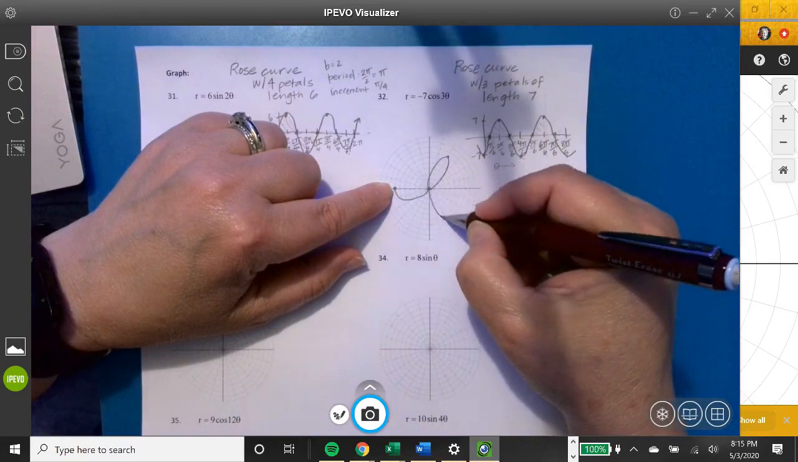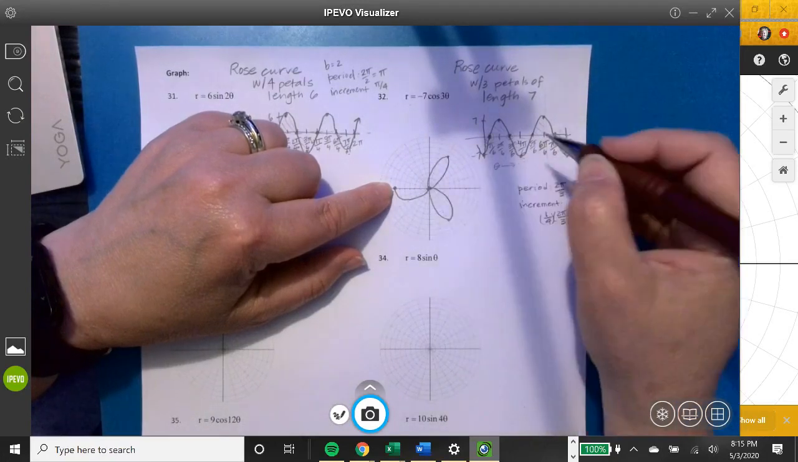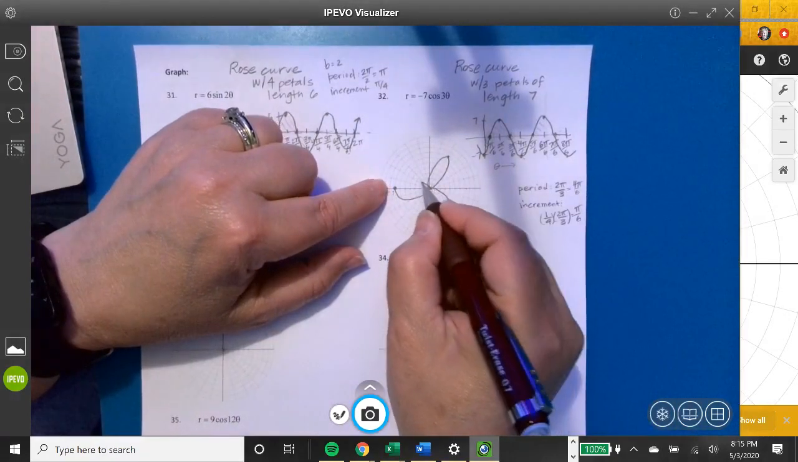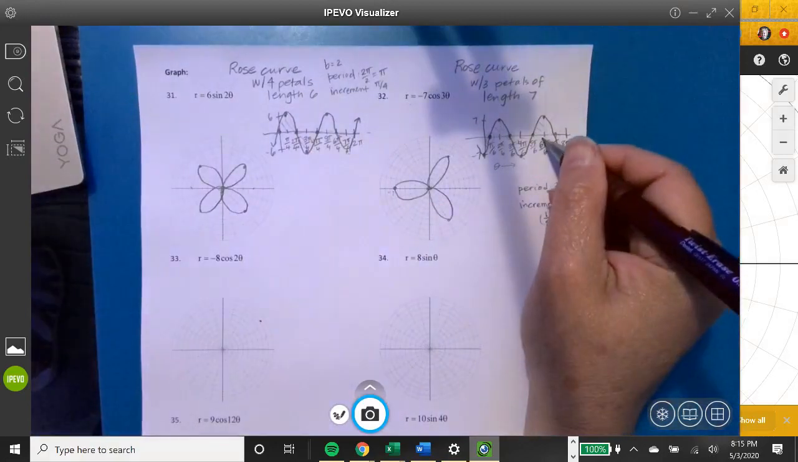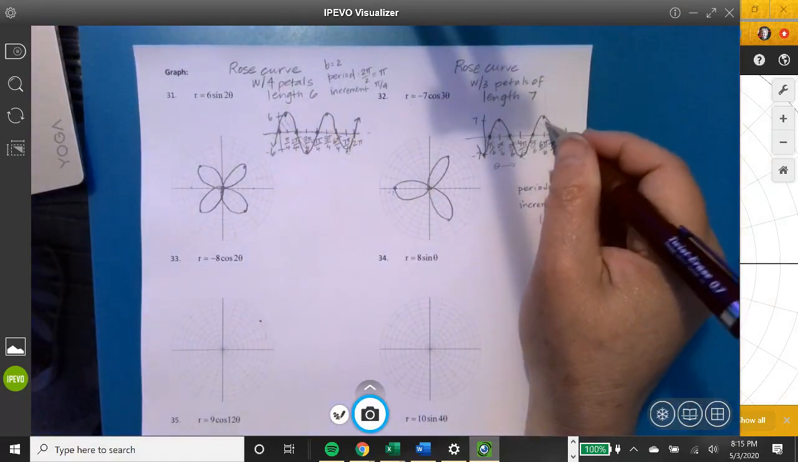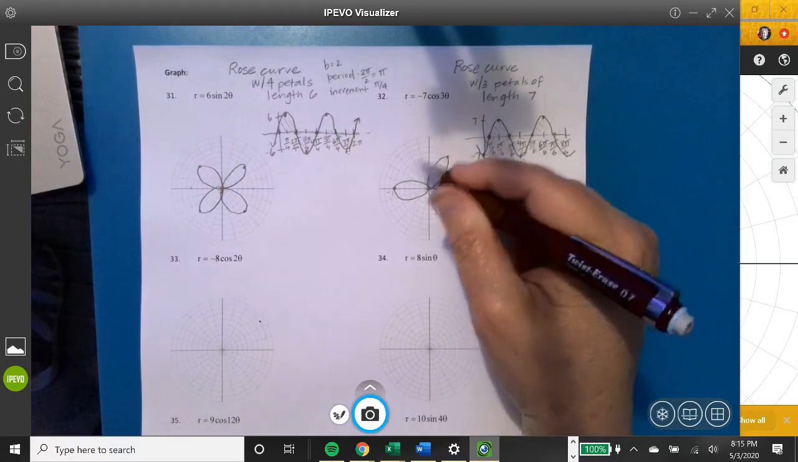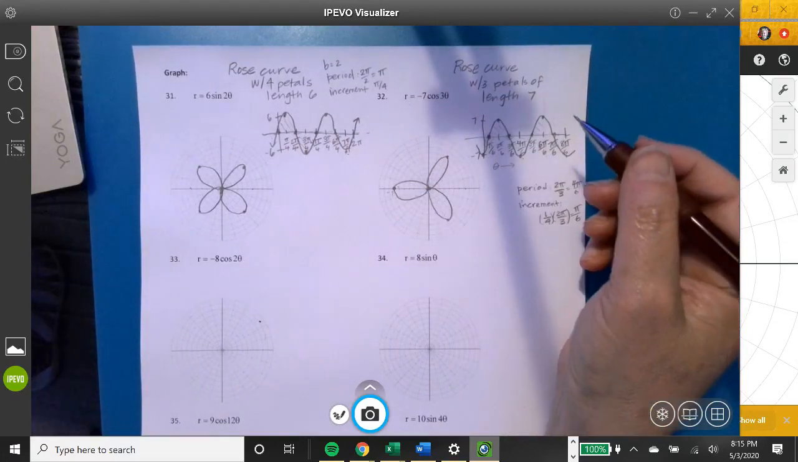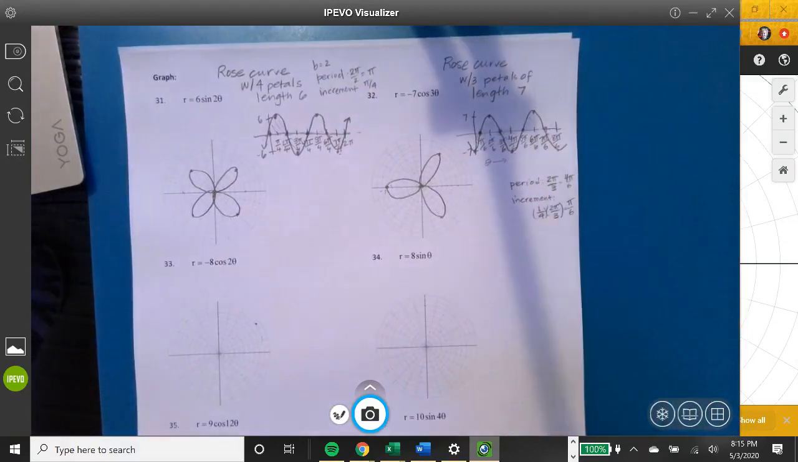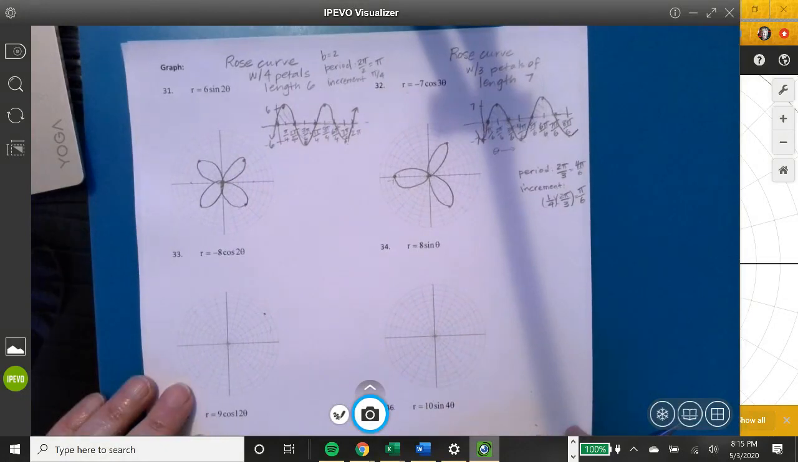So we're going to hit this point here and then go back to the pole. And then we're going to come back home again here. So this is going to be passing through the pole. I have to hit 7 pi, which puts me back here. Okay? So there's my rose curve of length 7 with the petals that are length 7, and I have 3 of them.